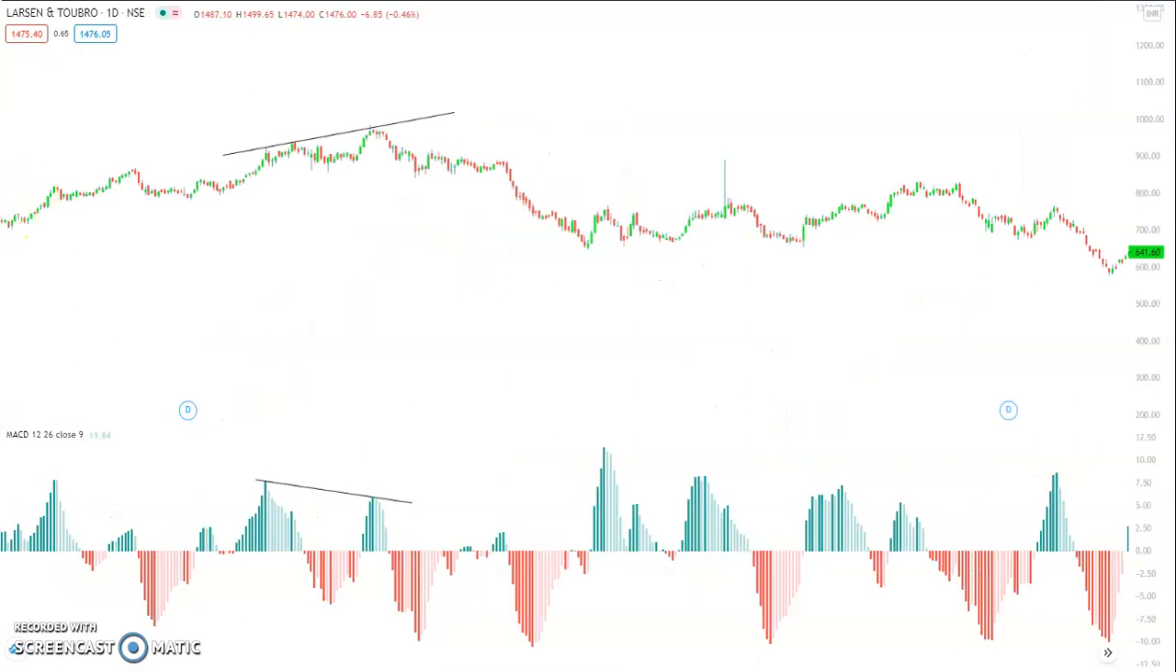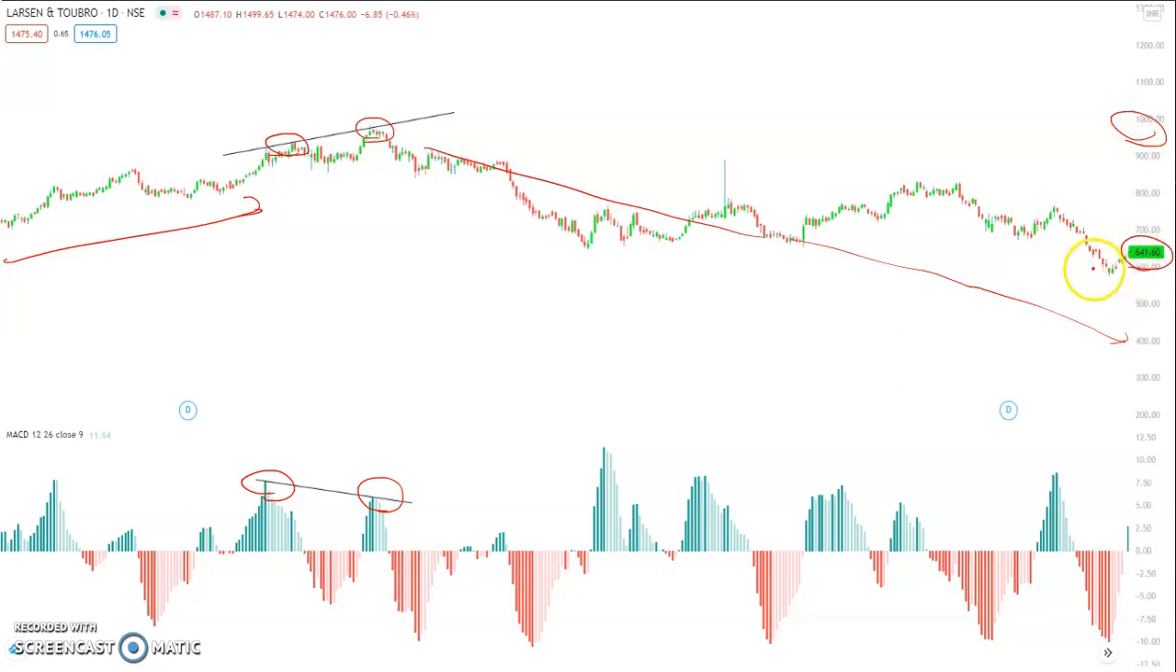Then we see L&T. As you can see, it forms the higher high in the price chart, and then it forms the lower high in the MACD. It was a kind of uptrend, and then see the stock. It actually moved from close to 1000 to 600. So this also gives us close to 30 to 40% return. You take a sell call when you find the red color histogram in MACD.